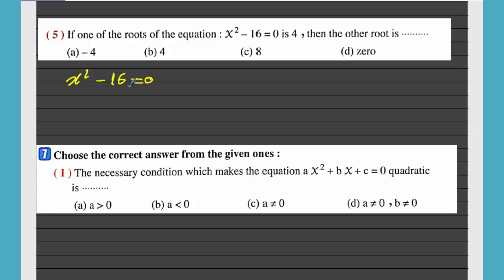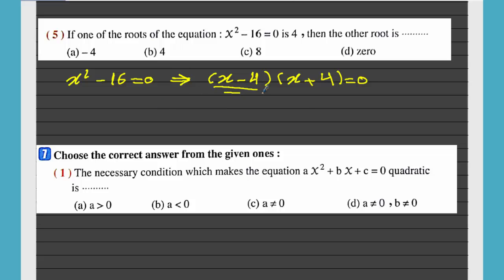How do we solve it? By factorization, or you can use a calculator, but we will factorize it as a difference of two squares. So we have x minus 4 multiply x plus 4 equals 0.